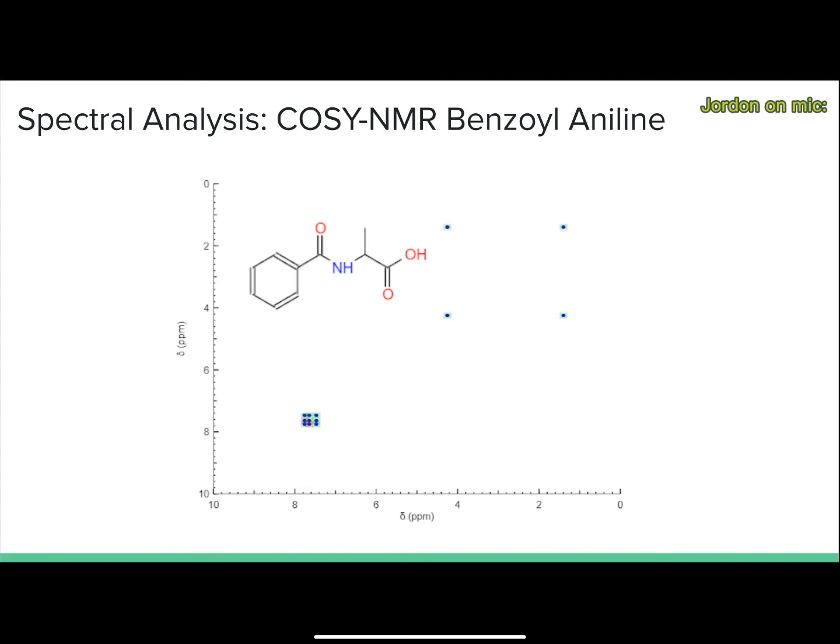In the COSY NMR for benzoyl alanine, we have two significant peaks, beginning with the peak near 8 ppm for the benzene ring, and the peak at around just before 2 ppm for the alcohol.